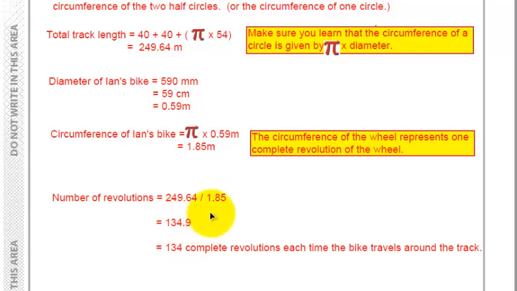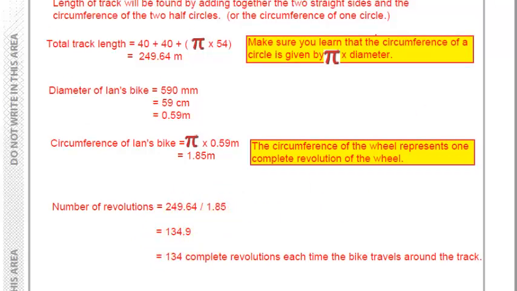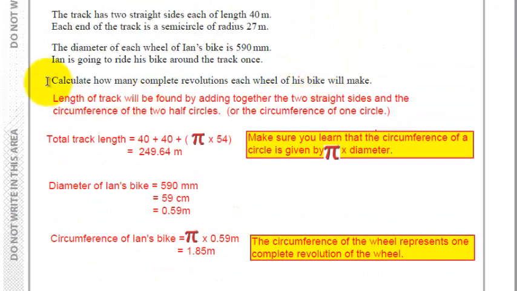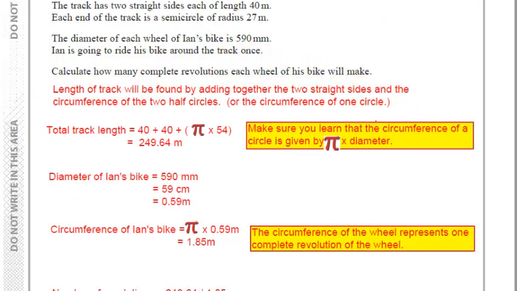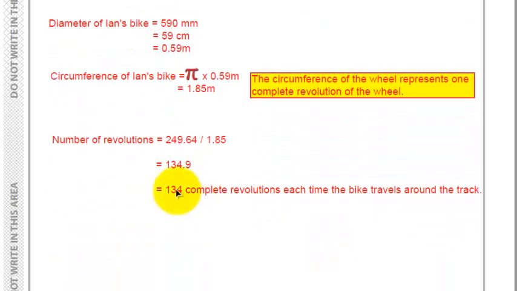Now if we go back to the question, it says calculate how many complete revolutions each wheel of his bike will make. So each wheel of the bike is going to make 134 complete revolutions. It would be tempting to round this up to 135, but that wouldn't answer the question because the bike wheel isn't going to make 135 revolutions to get around the track, so we give the answer 134.